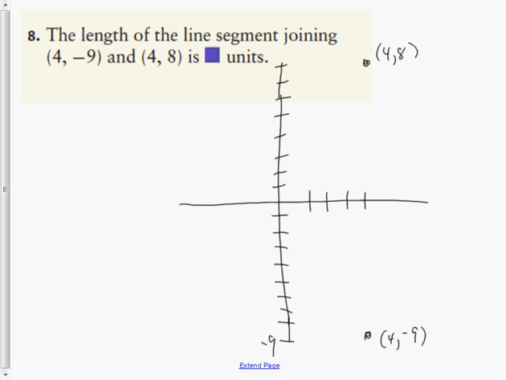The question says, what is the length of the line segment joining these two? So from here to here, we know is 8. From here to here, we know is 9. So the length of that line segment would be 8 plus 9, which equals 17 units.